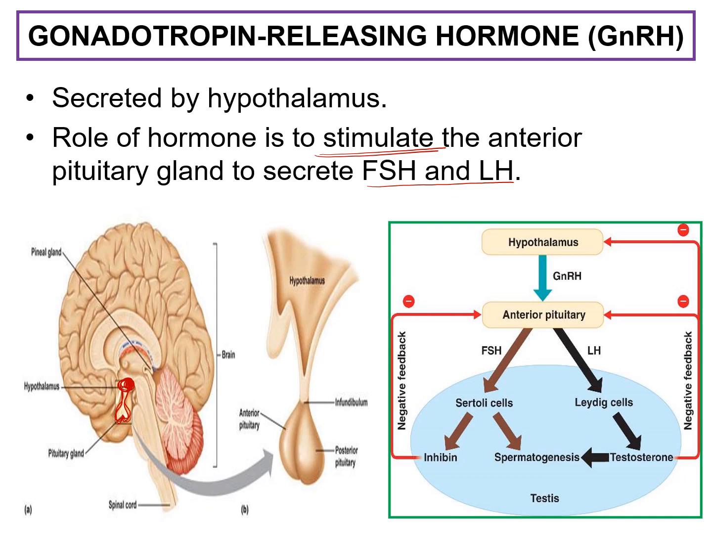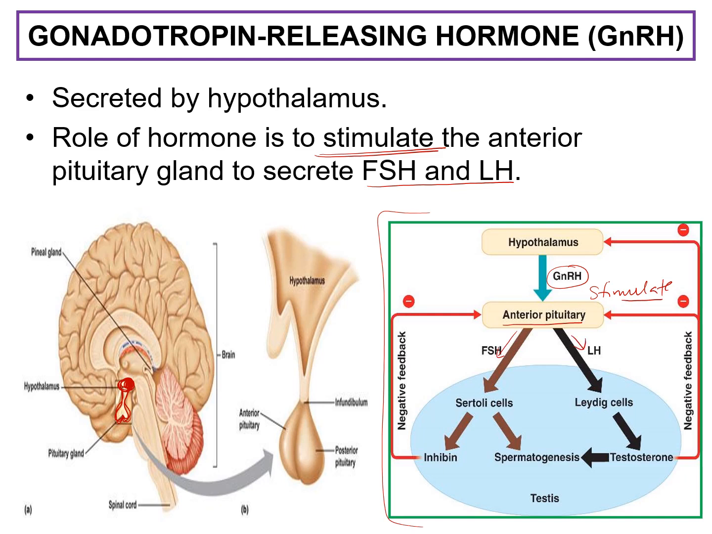As we look at this schematic diagram of hormone relationships, we can see that the hypothalamus secretes GnRH. GnRH will stimulate, the word is stimulate, the anterior pituitary to secrete FSH and LH. Okay, what does FSH do?